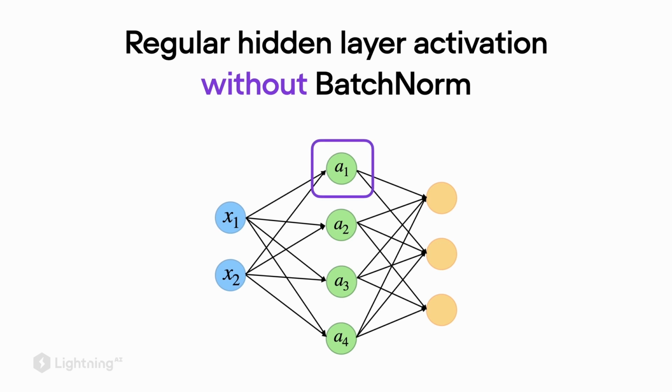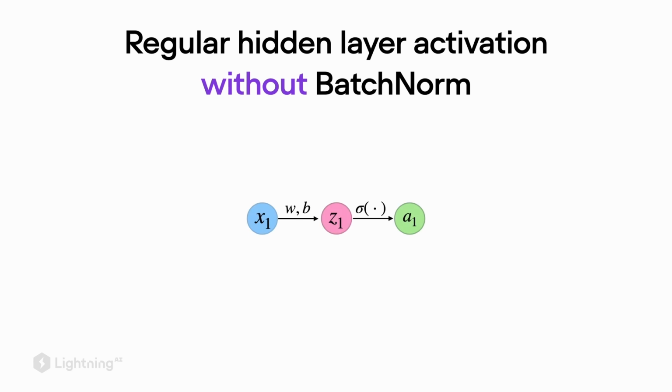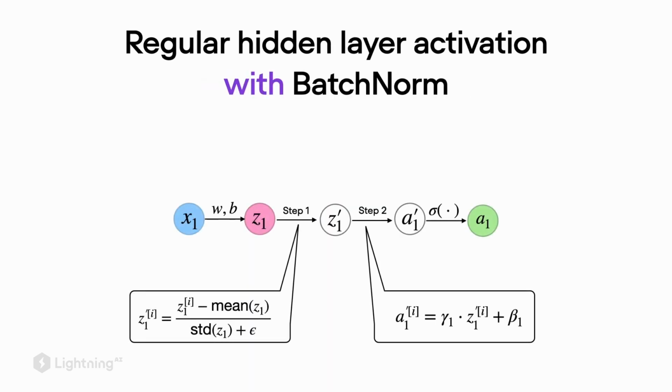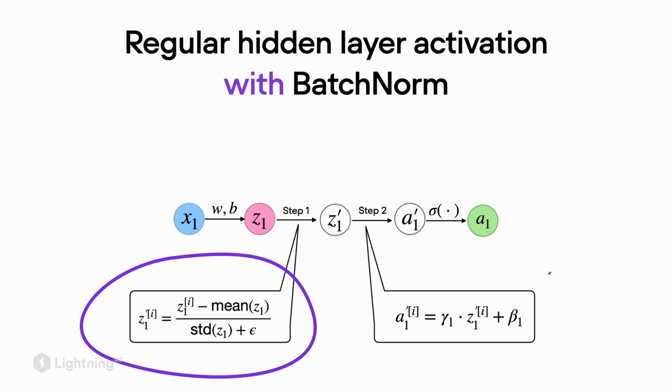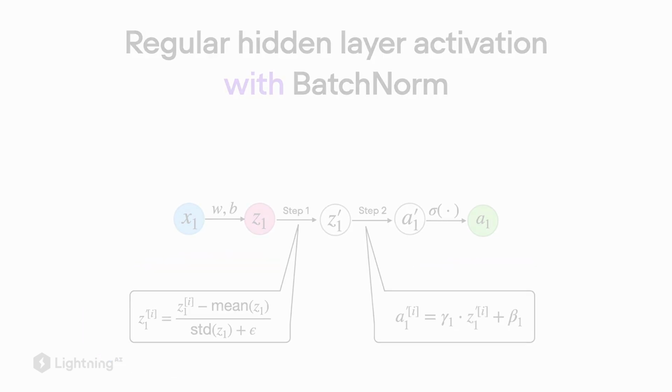So suppose here we have a regular network without batch normalization. We usually then have the path from input feature to net input to activation, as shown here. And then if we use batch normalization, we have these two steps in between. Step 1 is the standardization of the net inputs, and step 2 is the pre-activation scaling.